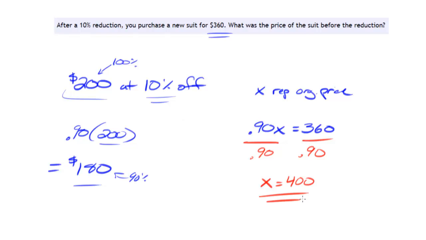You can always double check if this makes any sense by running it through this process, by either taking 10% off or finding 90% of this to ensure that it's correct.